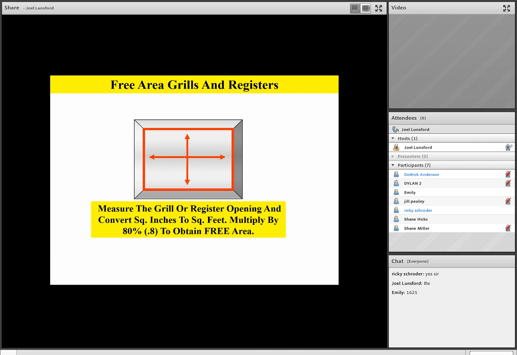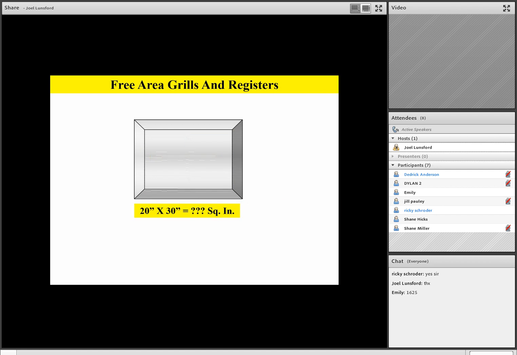So we can always figure a good solid field number: a quality designed grill or register is going to deliver about 80% of the air that's actually behind it or in front of it. And that's a good solid field number. So let's do some examples together. Let's say we have a 20 by 30 grill. We take 20 times 30. This is where the air can actually move through that grill. You've measured it and you've looked at it, and the air can actually move through that grill at 600 square inches.